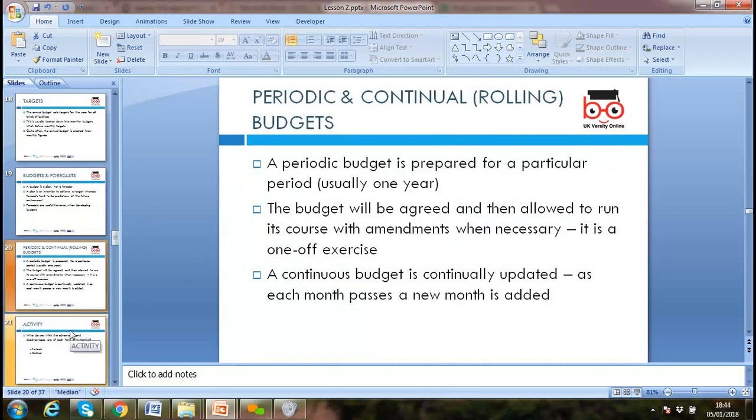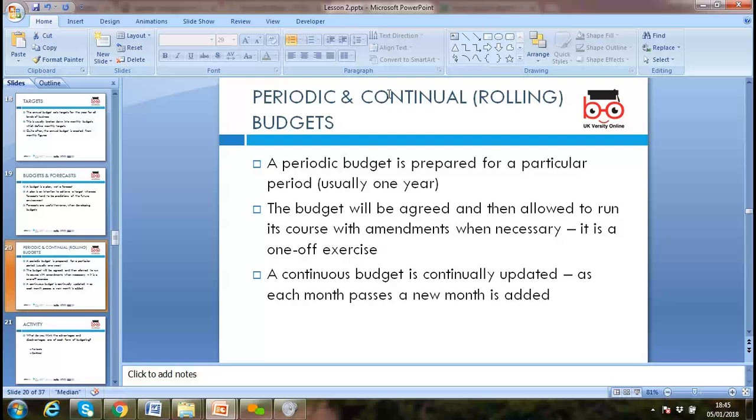Then a budget could be a periodic budget. Every period we make a new budget. Or we can make a continuous or rolling budget. Every year we see, for example, the inflation rate is 5%, everything increased by 5%, so we require 5% more money for next year. So that's a rolling budget. We carry on making the budget. But with the periodic budget, you make the budget for one period, you don't consider the next period.